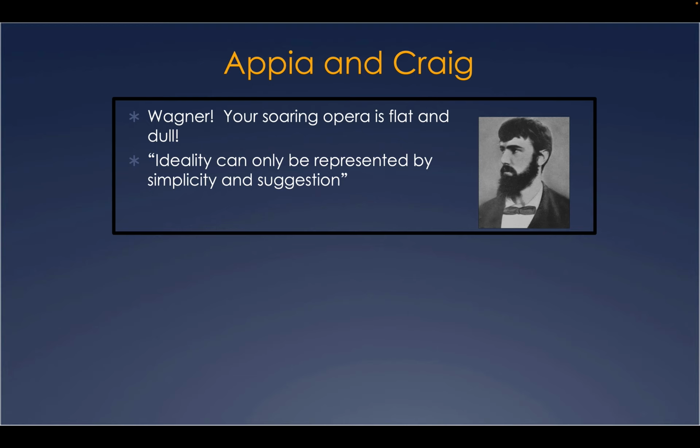So stop for a minute on that first word, ideality, right? What he means is these legendary, epic things that we're talking about, these idealized things, things involving magic and the gods and the Holy Grail, right? Those are idealized things, things that are beyond real life. What he's saying is you can only do that magical, epic stuff by simplicity and suggestion. You can't do it with realism.